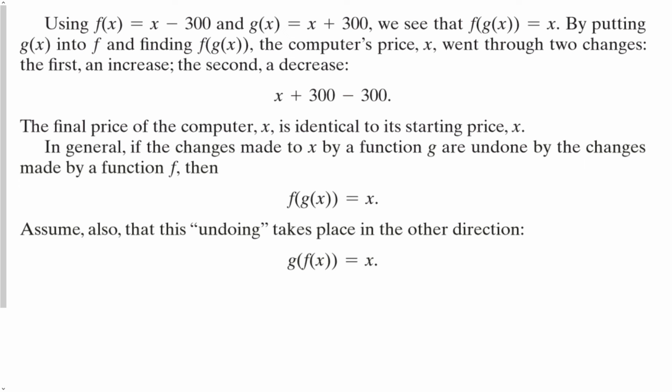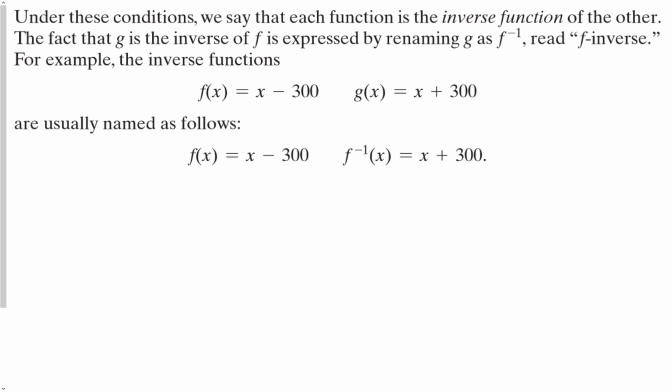By putting g of x into f and finding f of g of x, the computer's price x went through two changes. First an increase, then a decrease. First we added 300 and then we subtracted 300, so the final price of the computer, x, is identical to its starting price. In general, if the changes made to x by a function g are undone by the changes made by a function f, then f of g of x is equal to x, and also g of f of x is equal to x. This undoing, taking everything your first function did and going back the other way, is the property of something called an inverse function. Under these conditions, we can say that each function is the inverse function of the other.